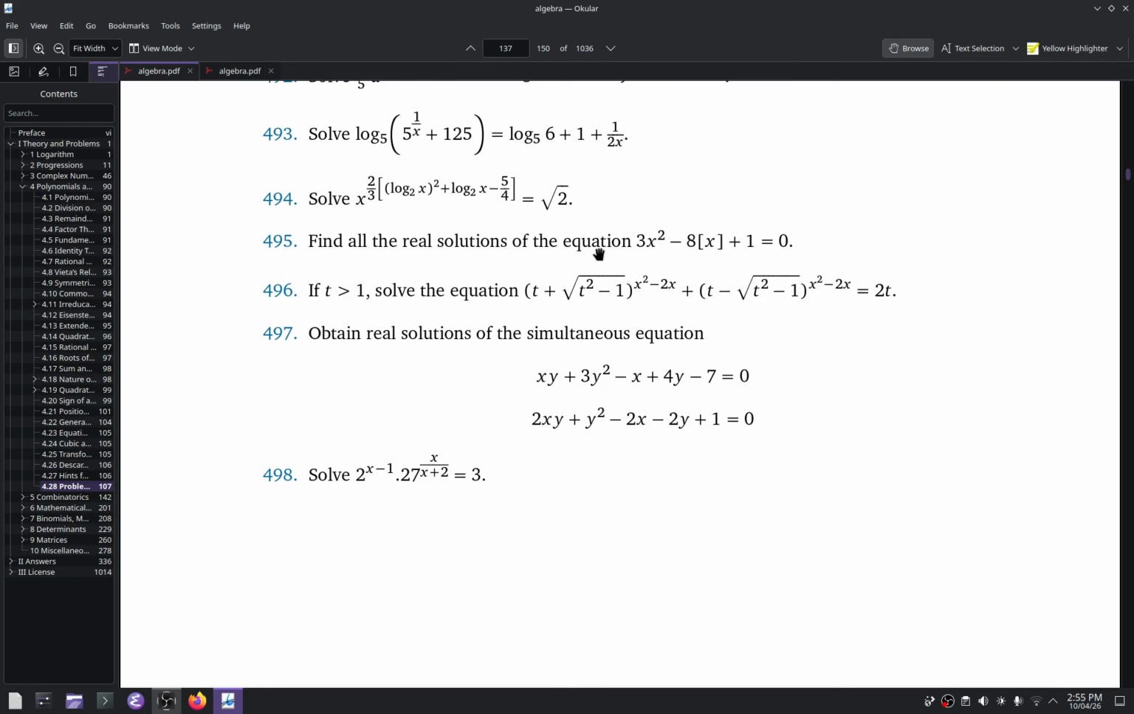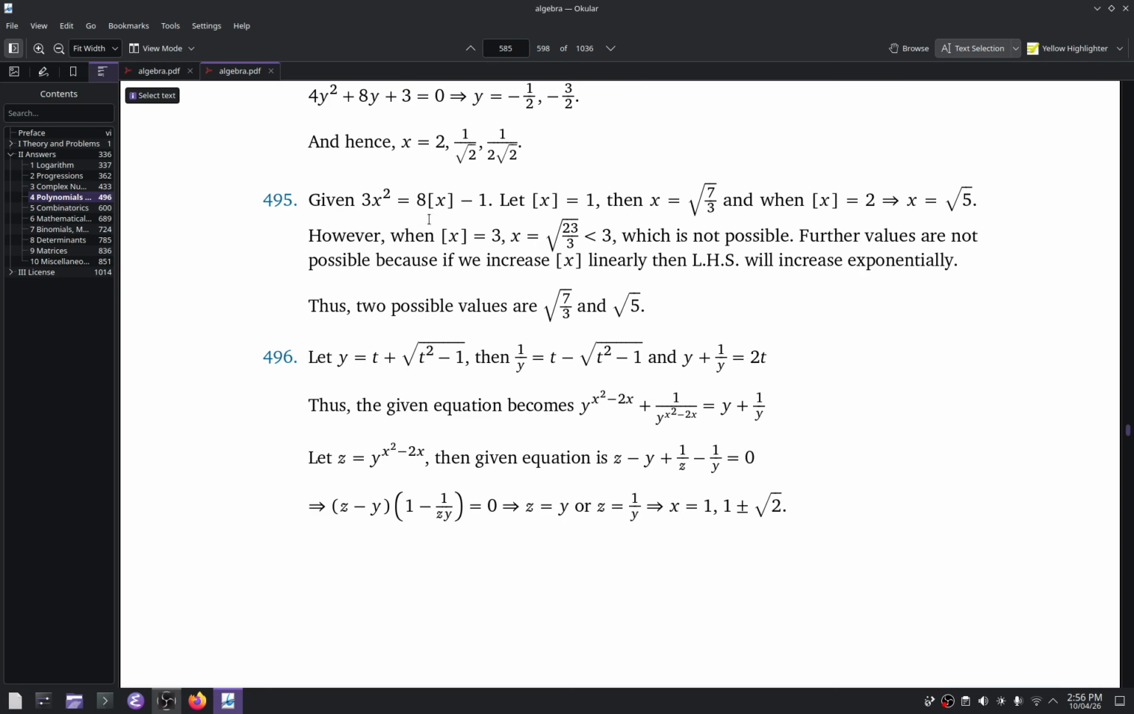Now we solve question number 495. Find all the real solutions of the equation 3x square minus 8 integral part of x plus 1 is equal to 0. So we let the integral part be 1, then x becomes square root of 7 by 3. When the integral part is 2, we see that x is equal to square root of 5. However, when the integral part of x is 3, then x becomes square root of 23 by 3, which is less than 3, which is not possible. Whatever x you let, it has to satisfy the fact that the integral part has to be equal to whatever you have assumed. Since it is less than 3, the integral part will not be 3.